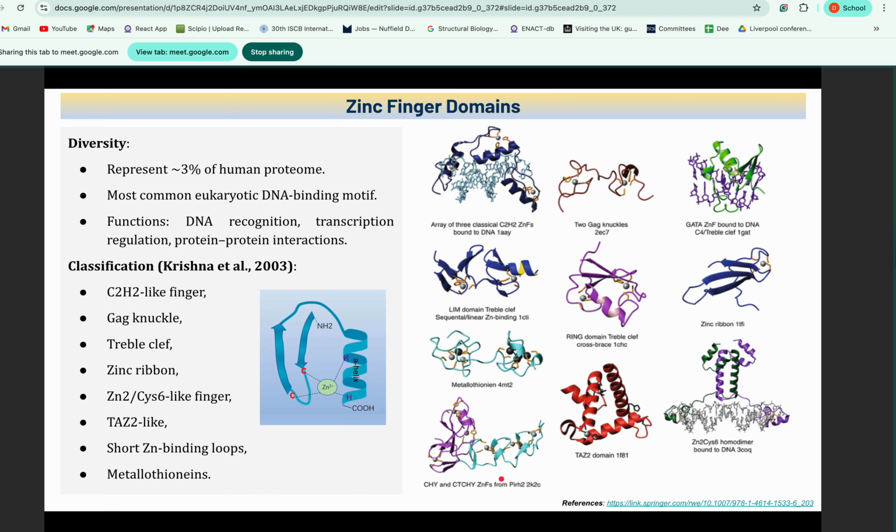Okay, so now because they all are responsible to coordinate with the zinc ion, but their structure can vary. So based on that, these are the different classes. So it's not like they will always appear in the form which we have seen previously. They can appear in different forms. So all of them vary in their structure, but still they all come under zinc finger domains because they are responsible for the coordination with the zinc ions.